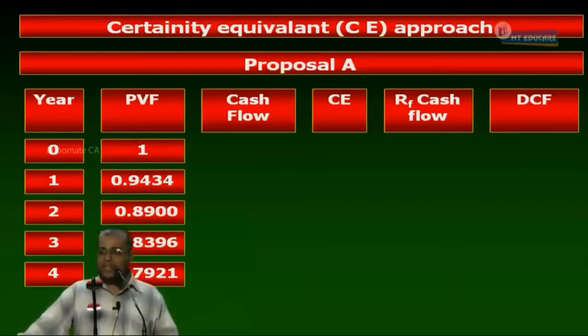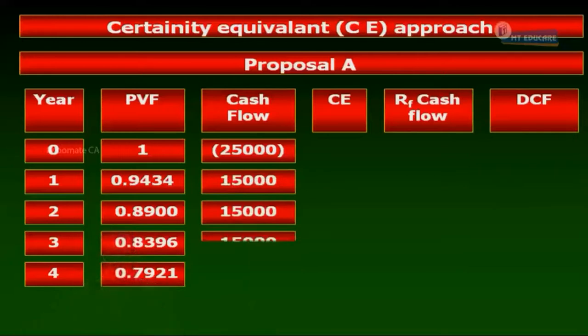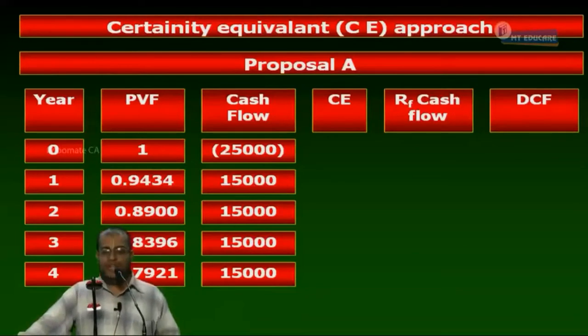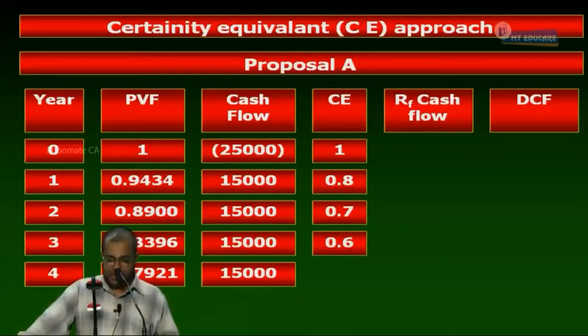Tell me the cash flows of the project, please. Minus 25,000, 15,000, 15,000, 15,000 and then 15,000. Can you proceed? Certainty equivalent factor. Today's cash flow is 100% certain, yes or no? So what is the factor? 1. Then 0.8, 0.7, 0.6, 0.5.